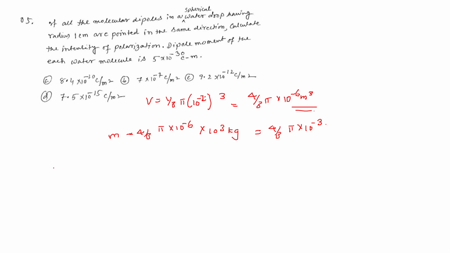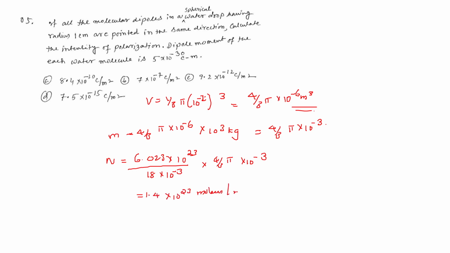Okay. Now the number of water molecules contained in the water drop, that is capital N, we can write it. So it will be 6.023 into 10 to the power 23 divided by 18 into 10 to the power minus 3 into 4 by 3 pi into 10 to the power minus 3. So you will get the answer 1.4 into 10 to the power 23 molecules per meter cube.